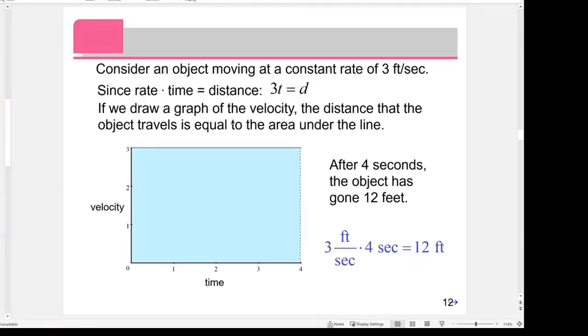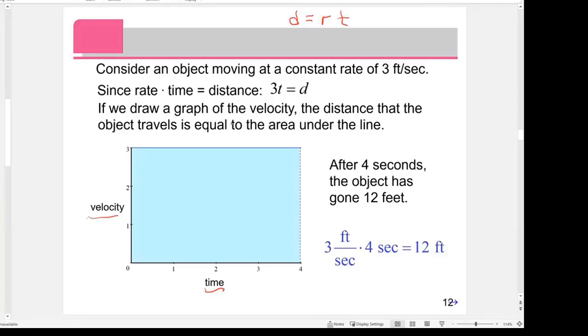Now we're going to start with integration, which is also known sometimes as antiderivatives. Notice here I have the time and velocity. Those are my two axes. And we also know that distance is equal to rate times time.